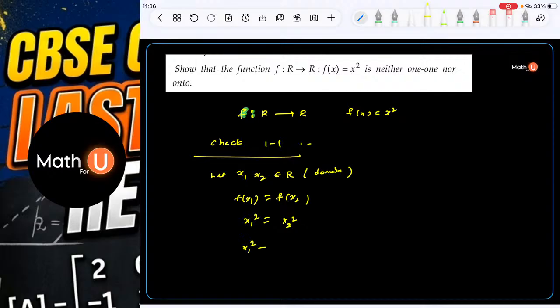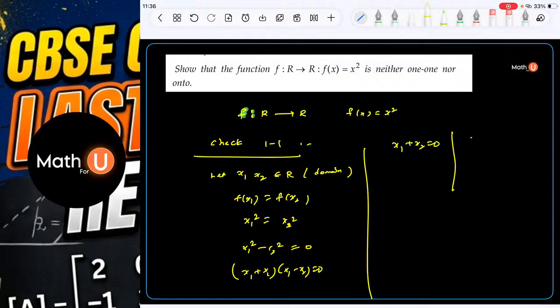Then x1 square minus x2 square is equal to 0. We get x1 plus x2 times x1 minus x2 equal to 0. We get two possibilities: x1 plus x2 is equal to 0, or x1 minus x2 equal to 0. From here x1 equal to minus x2, or x1 is equal to x2. Because x1, x2 are real numbers, we get two possibilities. Therefore f is not 1 to 1.